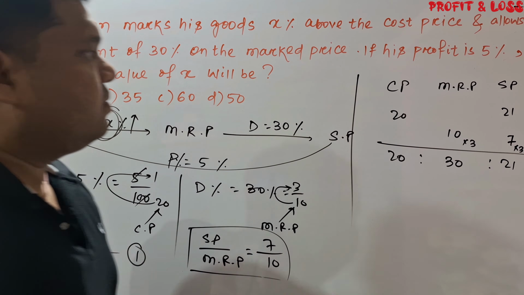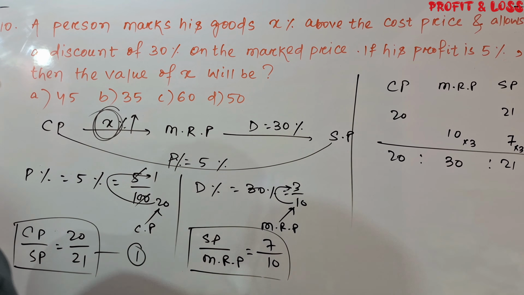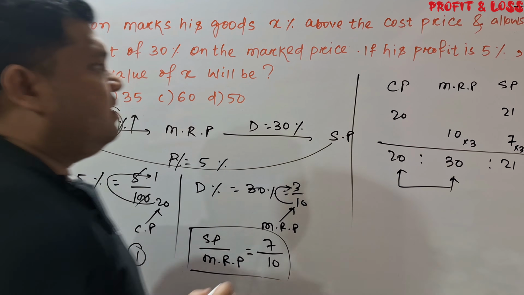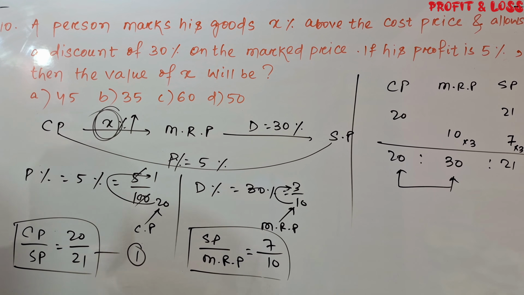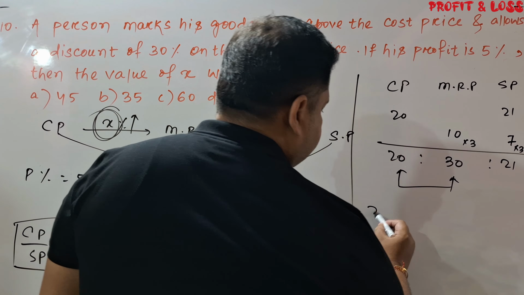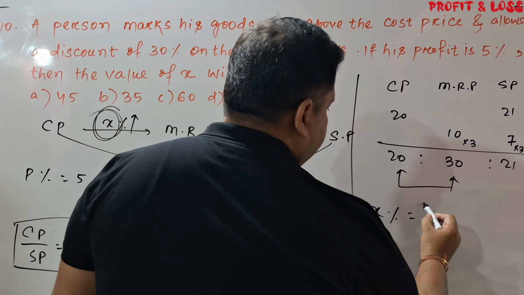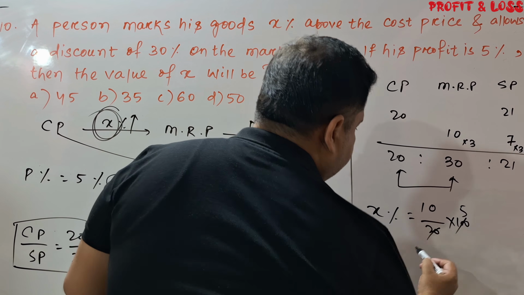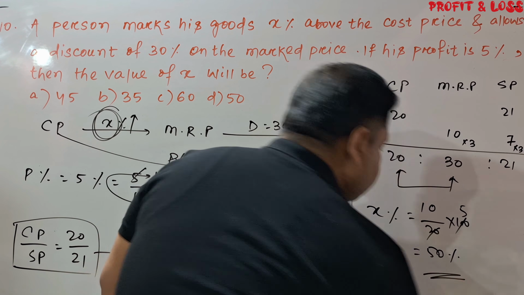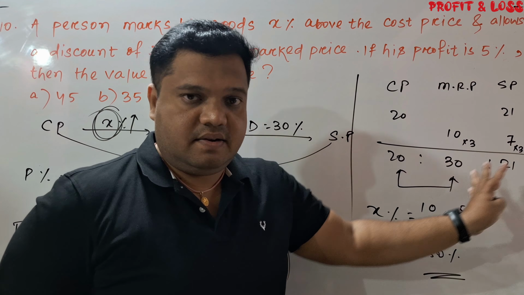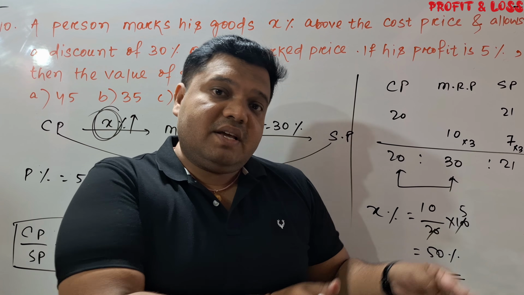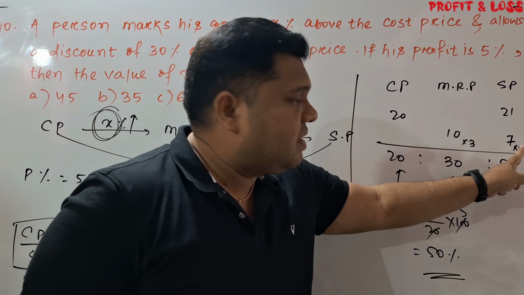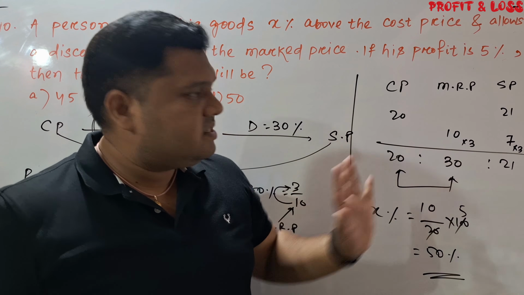Now cost price and MRP gap is how much? Cost price and MRP, this gap is 10. So here we are going to find X. X percent is equal to this gap, the markup value, 10 by 20 into 100. If I do the simplification, 50% is my answer. In this way you have to handle. This is an irregular pattern. Regular ratio means a proper sequence, but this one is an irregular pattern.